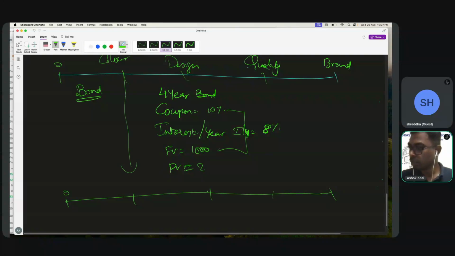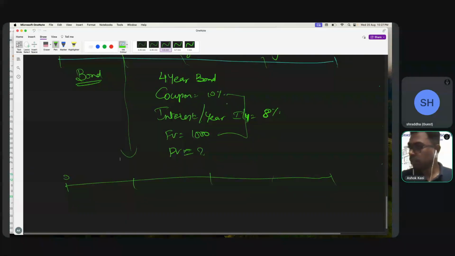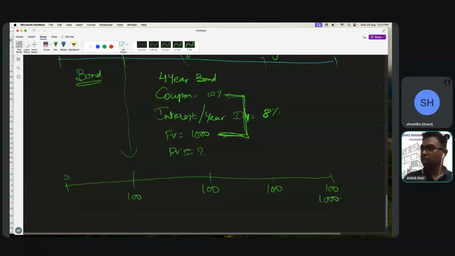If I buy this bond, I'm going to get 10% of this 1000, which is 100. So I will get 100 at the end of year 1. Then again I will get 100 next year, and again 100 the next year. Again I will get 100 the next year, and then I will get back the principal also, 1000. These are my cash flows.